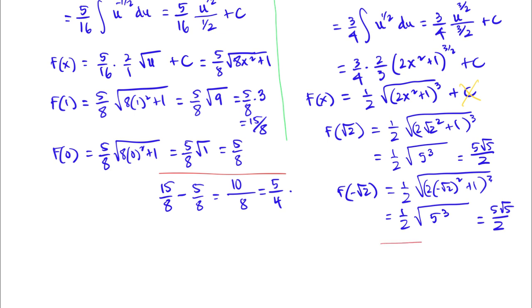The evaluation of the upper limit is the same as the lower. So when we subtract the two to get the answer, we take 5√5/2 minus 5√5/2. So the answer is 0.